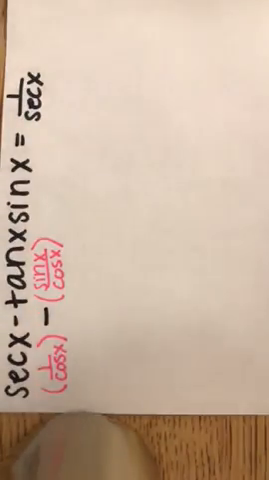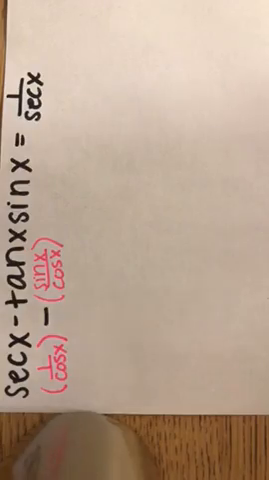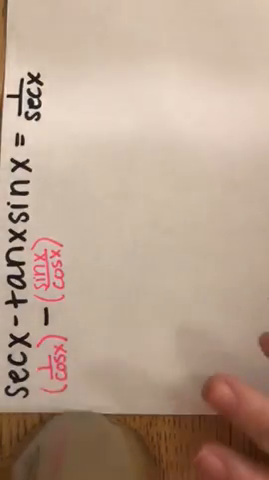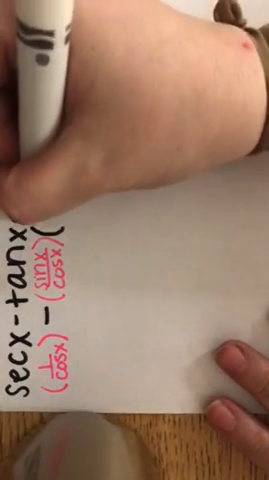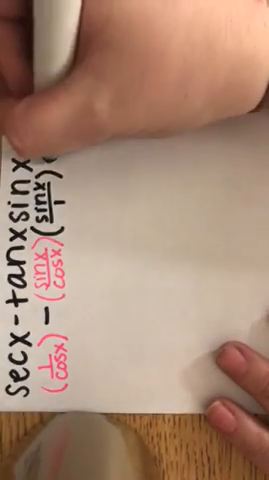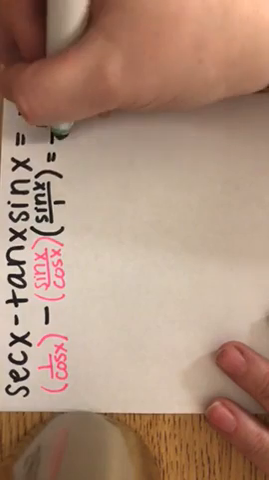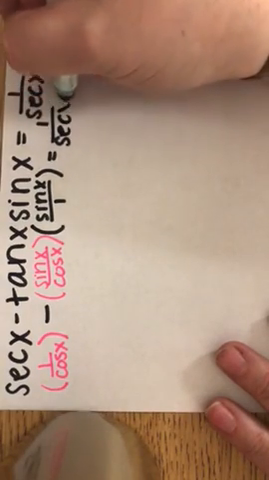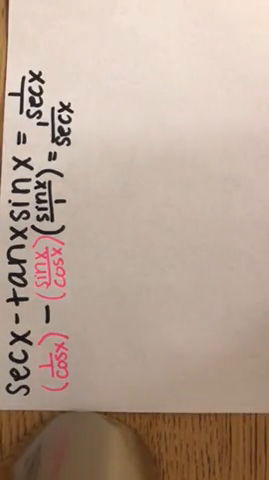And sine x doesn't need to change. It's already in terms of sine and cosine. All I'm going to do is change it into a fraction by putting 1 in the denominator. But I'm doing it in black just to show that it really didn't change. We're still trying to prove that it's equal to 1 over secant.